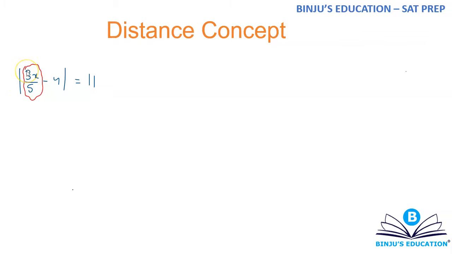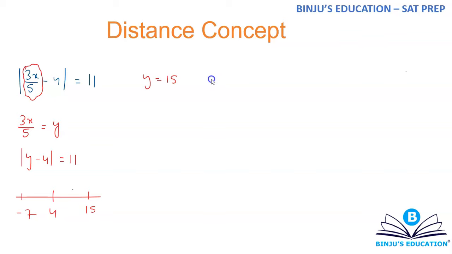So what I'm going to do here, and remember this part: whenever you have a coefficient of x in a question of modulus, you're going to take the entire expression equal to some other variable. So you can say that mod of y minus 4 is equal to 11. Now that means the distance between y and 4 is equal to 11 units. So put 4 on the number line. Two numbers which are at a distance of 11 units are 15 and minus 7. So you can say that y is either equal to 15 or y is equal to minus 7.